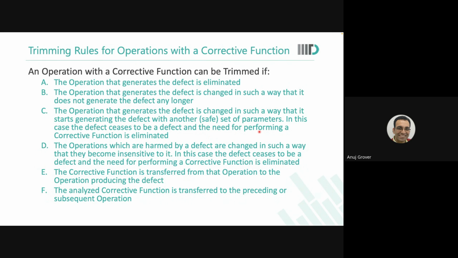Are you able to see the distinction between these two rules? So there is always a safe set of parameters in which a defect can appear. And you change the process in such a way that it remains within that safe limit. You don't need a corrective function. Then, operations which are harmed by this defect, if those operations are eliminated, again the corrective function is not required.